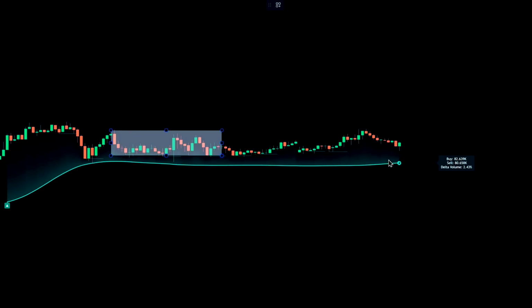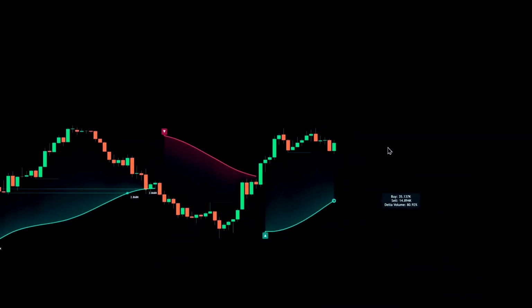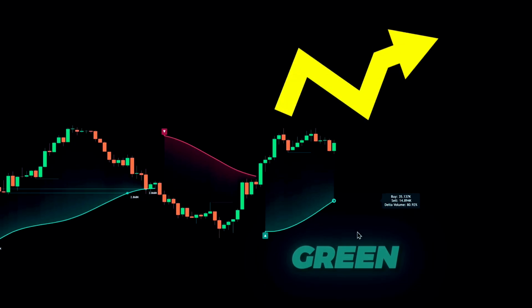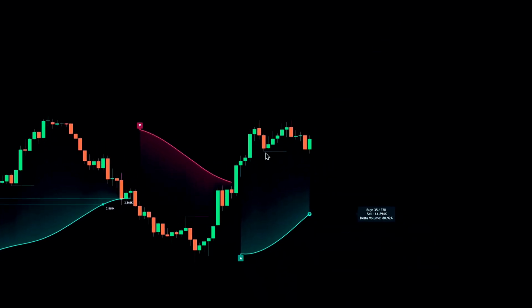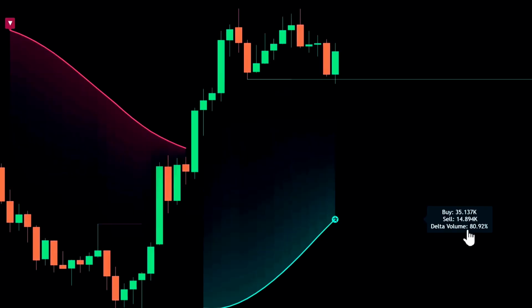Let's wrap up by looking at a simple method to trade with the VIDIA indicator. For a long trade, first, make sure the trend cloud is green, signaling a bullish trend. Then look for the price to retest the most recent pivot low. Once the price touches this level with a wick, it's time to confirm the trade. For a valid setup, ensure the delta volume is above 30%. If everything aligns, go ahead and take the trade.